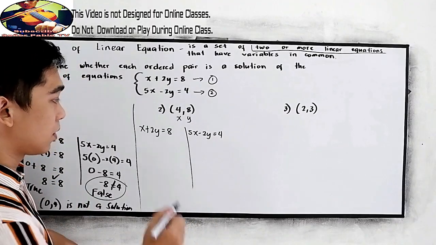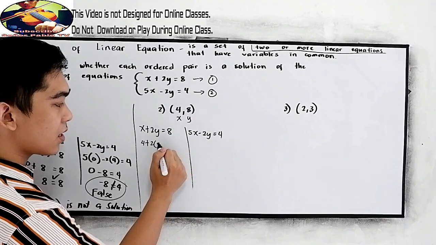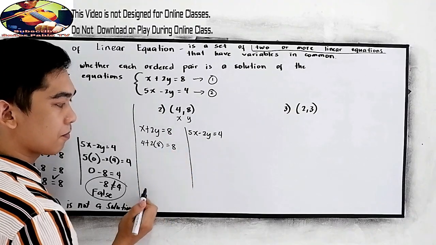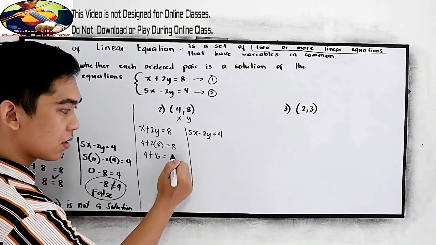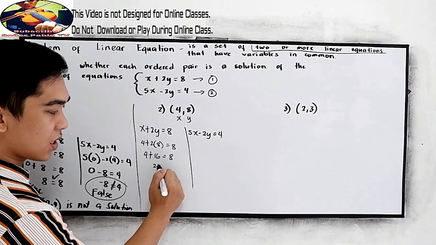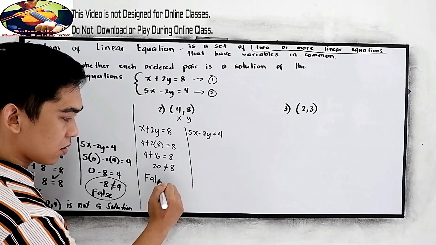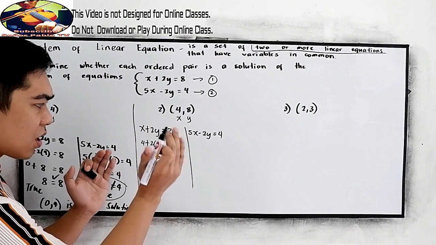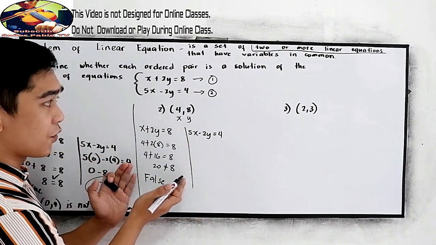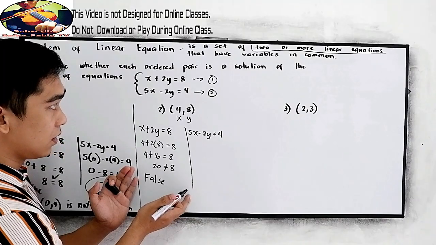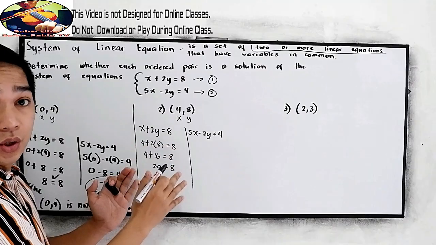Now substitute. So 4 plus 2 times 8 is equal to 8. So 4 plus 2 times 8 is 16, plus 4, so 20 is not equal to 8. False. So in our first equation, it gives us a false answer. Automatically, this is not the solution of our system of equations.